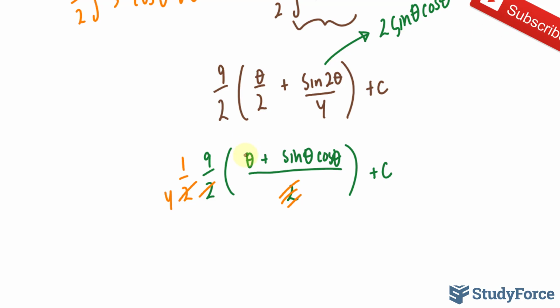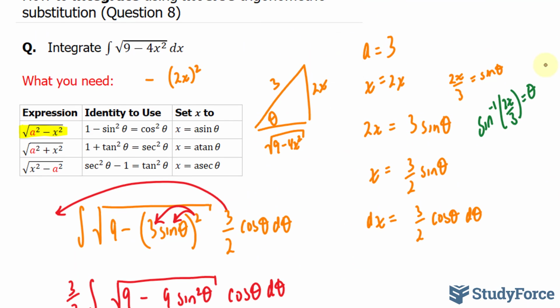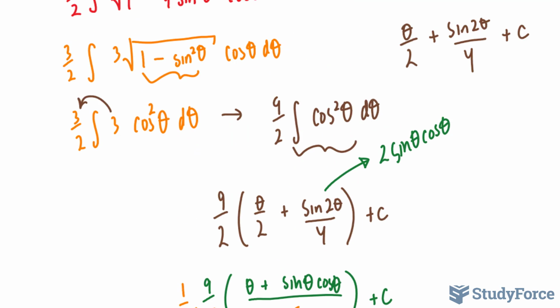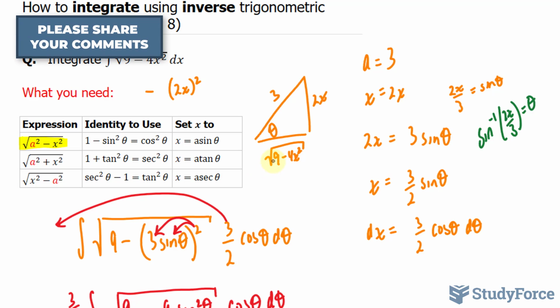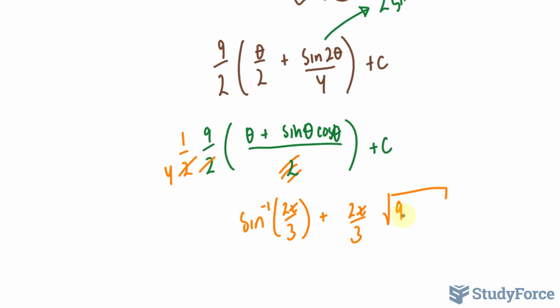As mentioned before, I'll change this theta with sine inverse of 2x over 3 plus, let's find an expression for sine theta. That will be 2x over 3, and an expression for cosine theta. For that, we'll need to use the right triangle. Cosine is adjacent over hypotenuse. Our adjacent value is this expression over 3. We have the square root of 9 minus 4x squared over 3. This is all being multiplied to 9 over 4 plus c.